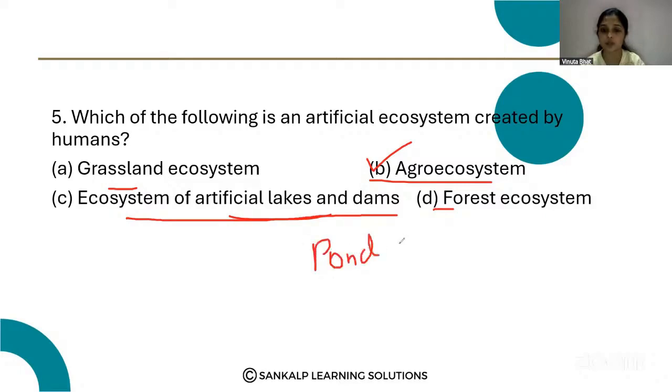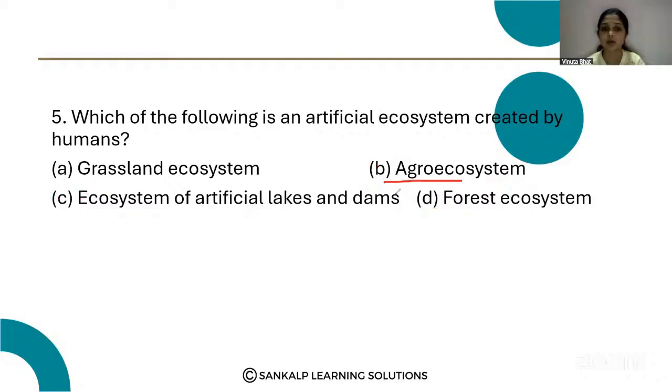Suppose they had given another option, pond ecosystem, then the most suitable answer would be option C. But here they provided both agro ecosystem and ecosystem of artificial lakes and dams. So the better option is option B. Option B is the correct one.